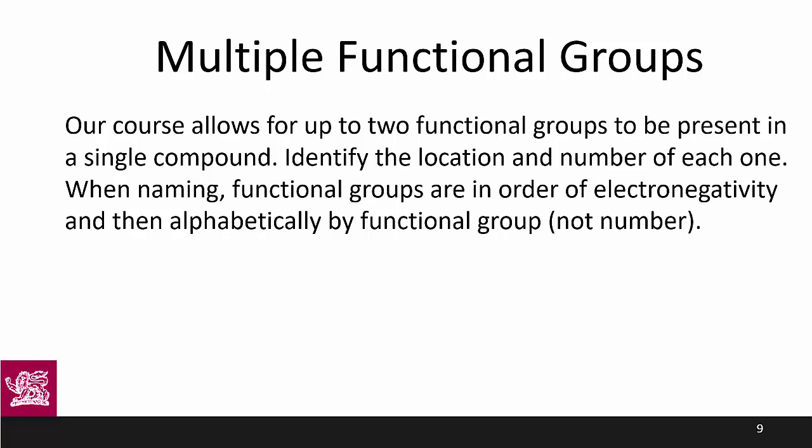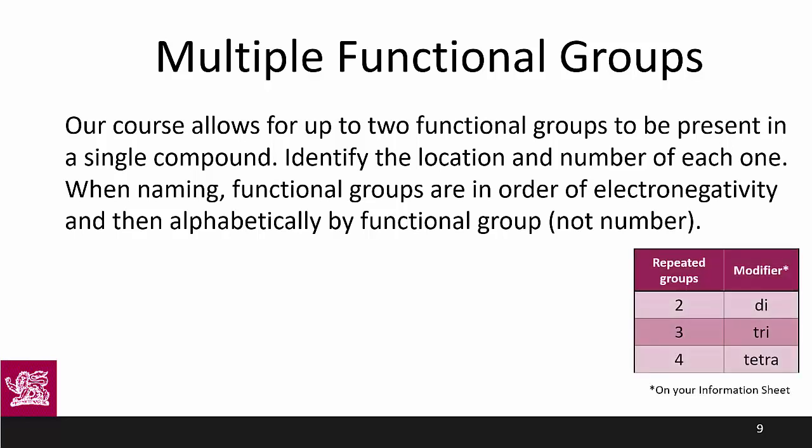When we're naming, the functional groups are in order of electronegativity and then alphabetically by functional group. If you're watching this and you've studied phys-sci, electronegativity may not be a fully defined concept for you, but rest assured when you study chemistry, all will be made clear. When we have a repetition of functional groups, we use modifiers: di, tri, tetra, penta, and so on, which is on your information sheet up to the number 10.